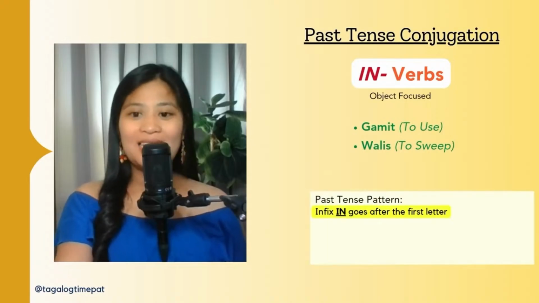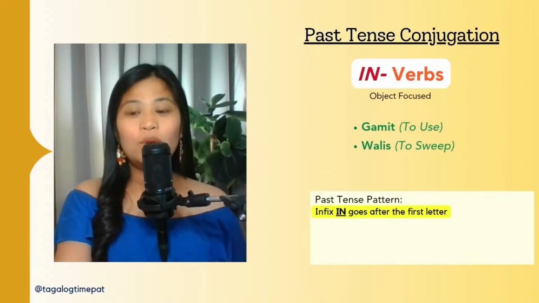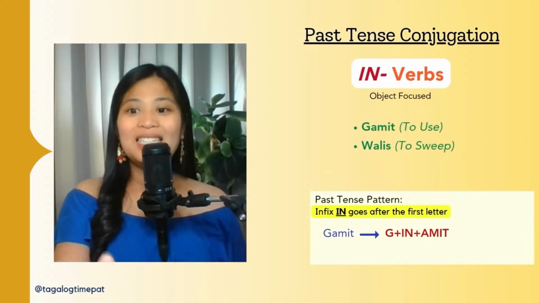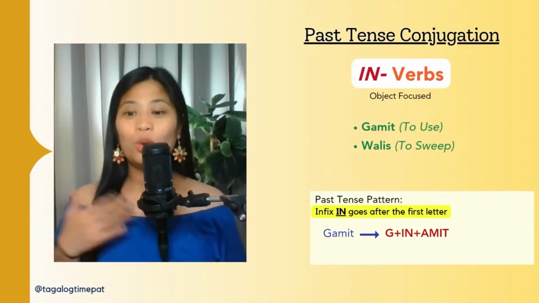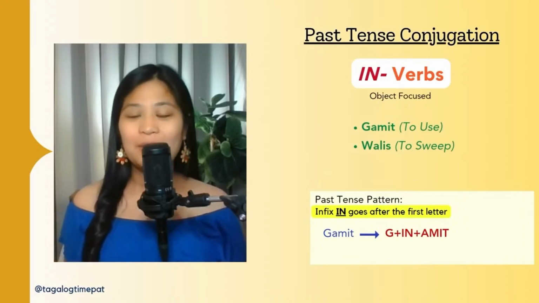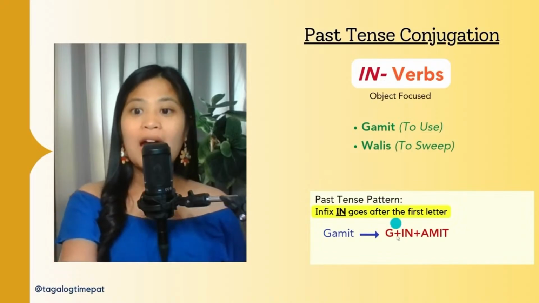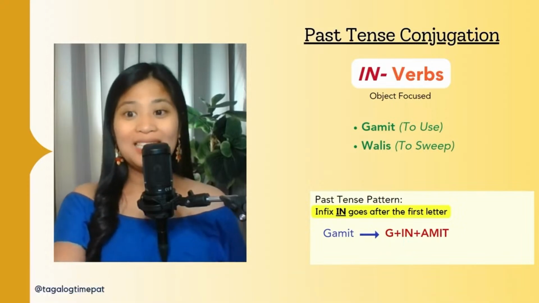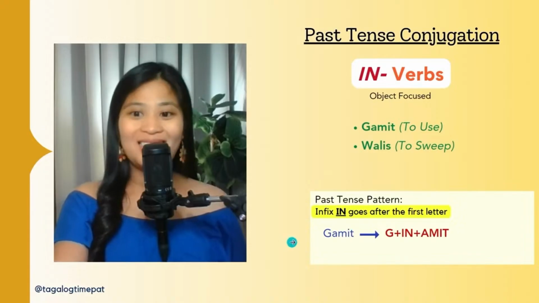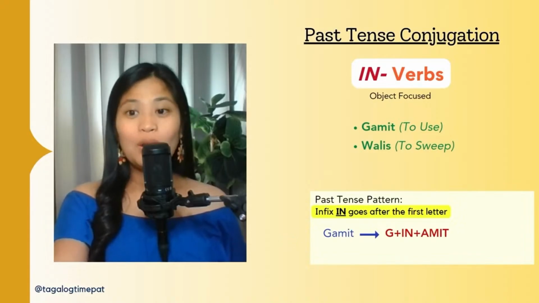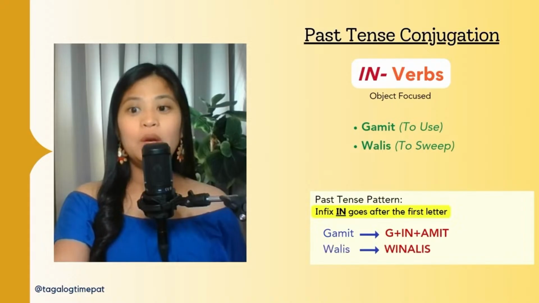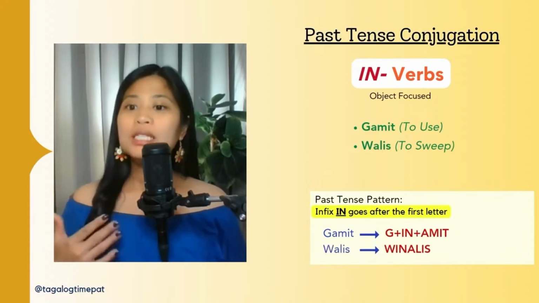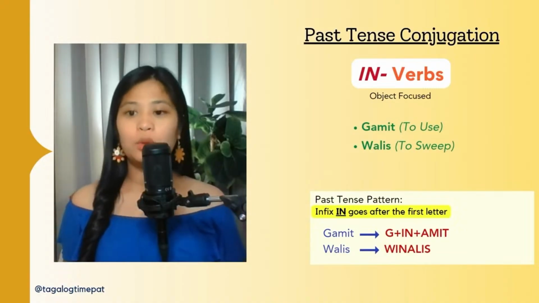In the past tense, the infix goes after the first letter. So gamit, to use, in the past tense is ginamit. Ginamit ko, I used something. So you can see it just goes after the first letter. You jot it down. What do you think walis, to sweep, will be in the past tense? Walis in the past tense will be winalis. Winalis ko yung sahig. I swept the floor.